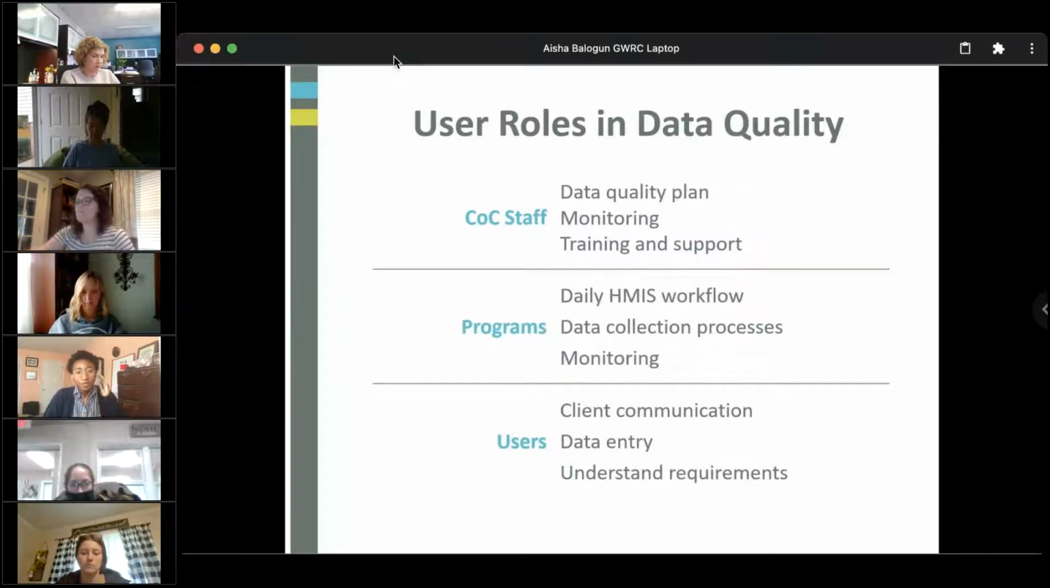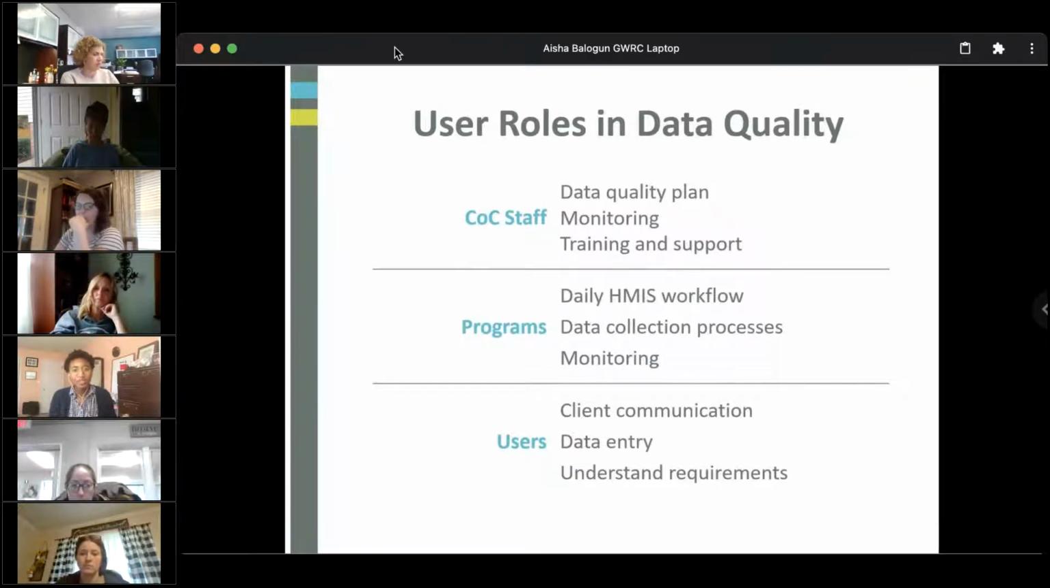Now, on the program level, it will be up to programs to make sure that there is some sort of daily HMIS workflow that's customized to your program and to the clients you serve and to the type of work you're doing to ensure that there is time and there is a convenient way to access HMIS and make sure that you get good data collection processes.